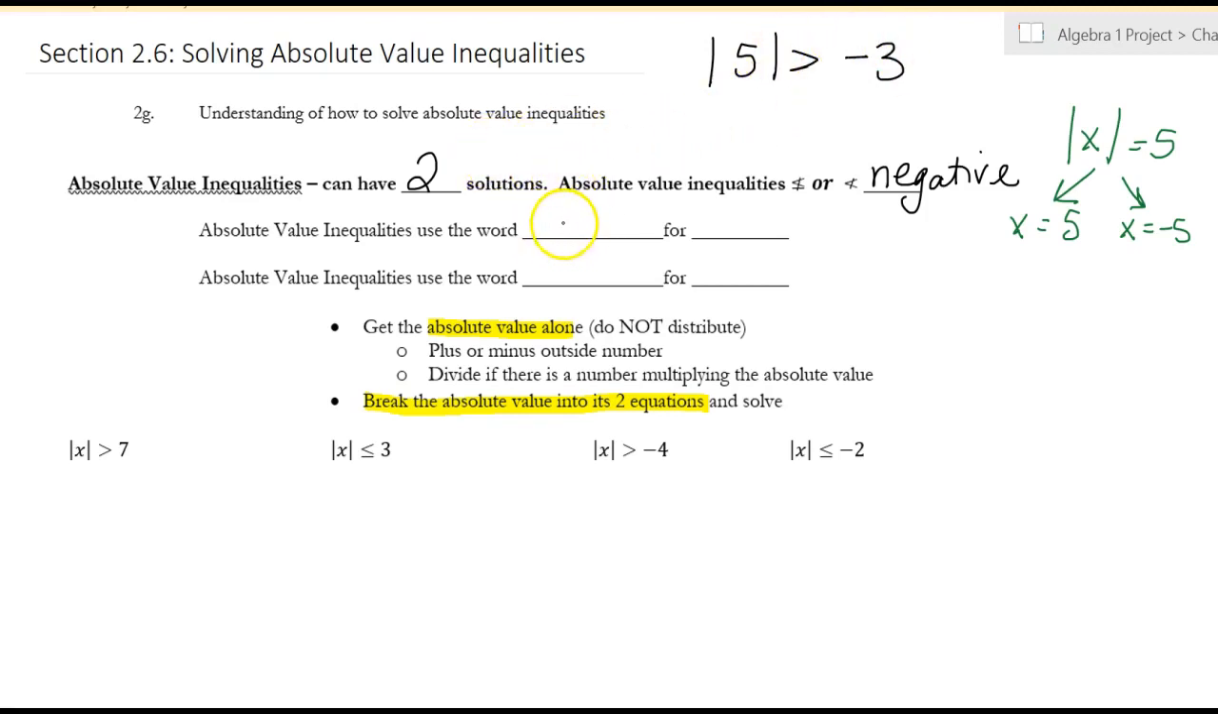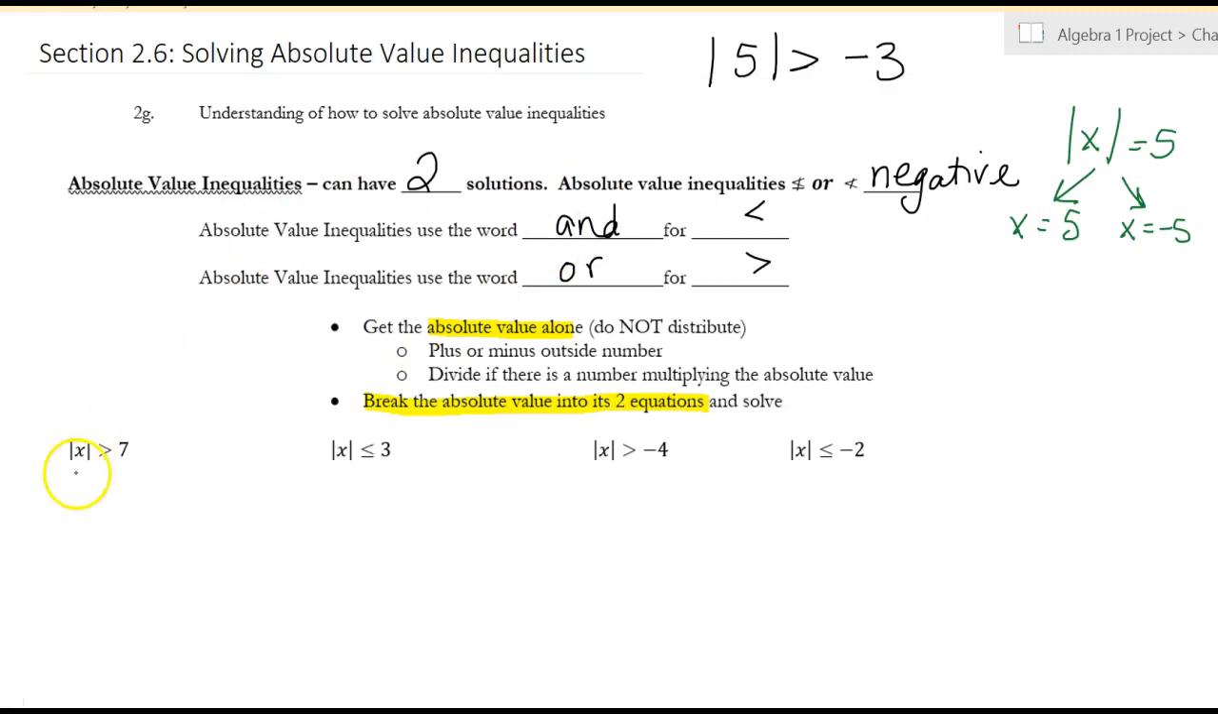So if you see the word and, you're going to use a less than sign. If you have the word or, you're going to use a greater than. We will not spend a ton of time with these, but I want you to recognize what they should be. Okay, so let's try some problems.